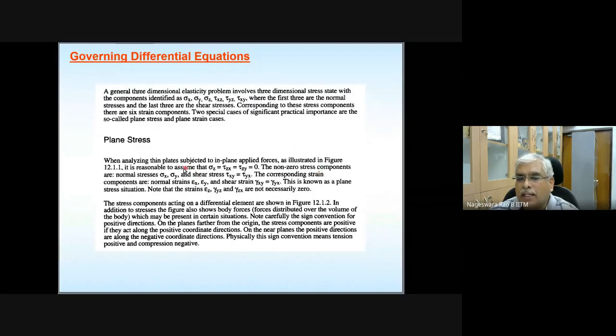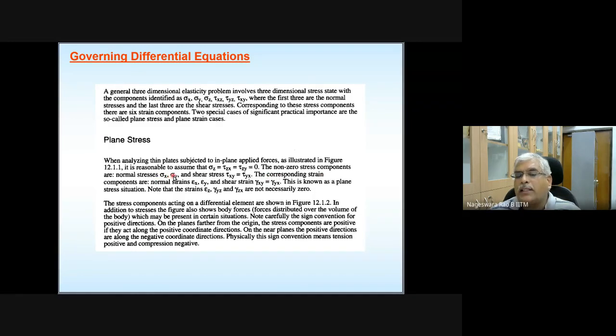It doesn't matter that sigma z, the out of plane stress components, are 0. Out of plane stress components are 0, but that doesn't mean out of plane strain components are 0. That you need to keep in mind. So that is what is mentioned here.